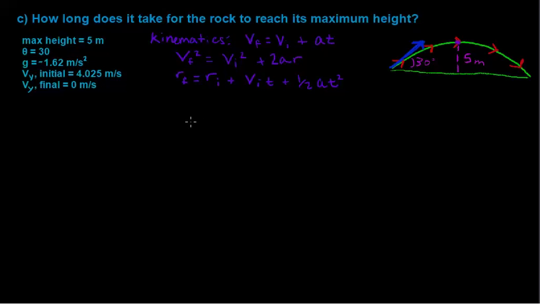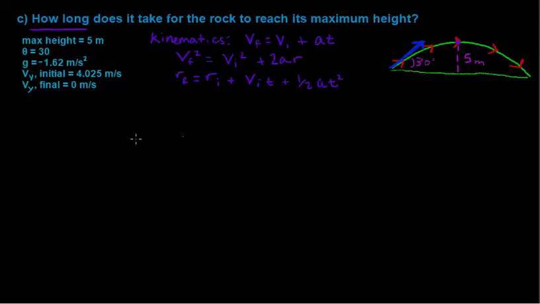So right off the bat, we should recognize that our problem is asking us for a time that we ignored in the previous part because we were not looking for time at all and time was not given to us. So we couldn't use these two kinematic equations to solve for our initial y direction velocity. But now we are being asked for the time that it takes to go from our initial point of launch up to the 5-meter height.